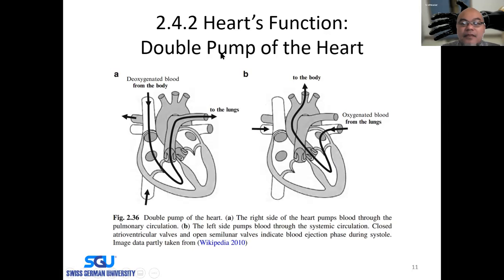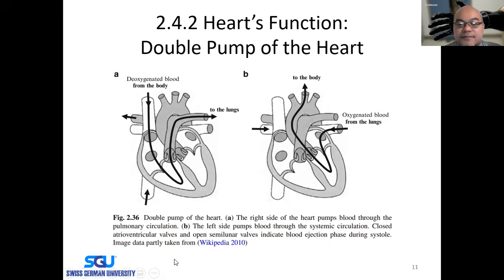Okay, so this is the double pump of the heart. The right side pumps blood through the pulmonary circulation. The left side pumps blood through the systemic circulation. The systemic refers to the rest of the body besides the lung, where it distributes the oxygen-rich blood, while pulmonary circulation transports the oxygen-poor, carbon dioxide-rich blood into the lung for exchanging gases with the surrounding atmosphere.